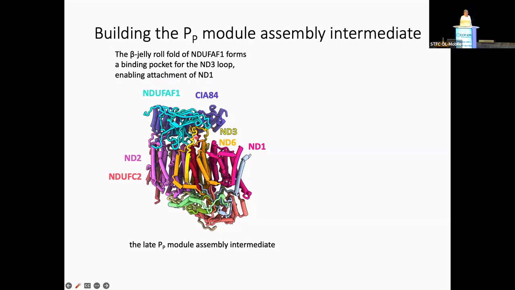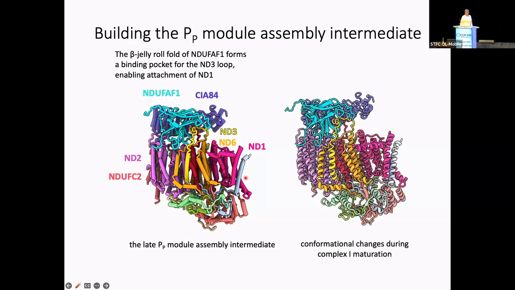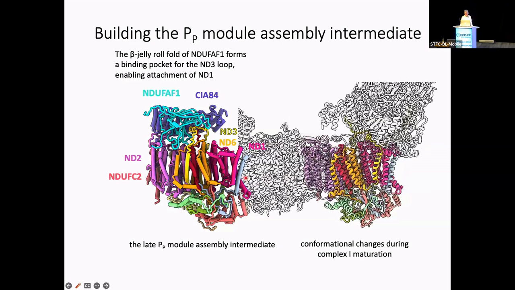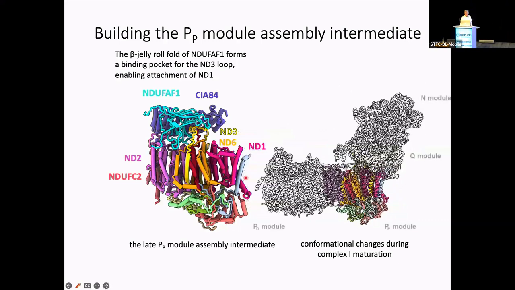Another possible function is that the ND3 loop has a conserved cysteine, and that could be protected in this way during assembly of the complex. And so here you can see the large conformational changes that have to occur during the further assembly of the whole complex 1.